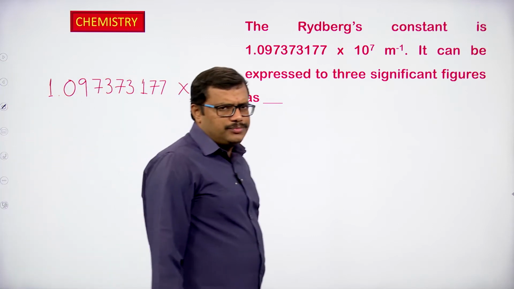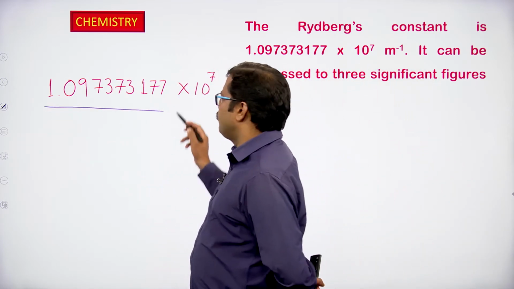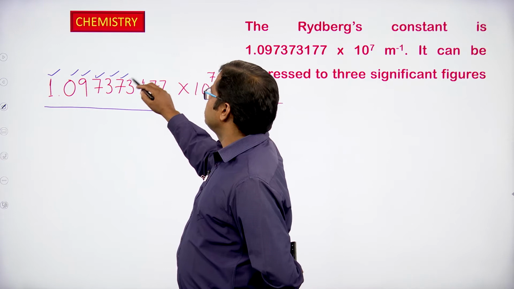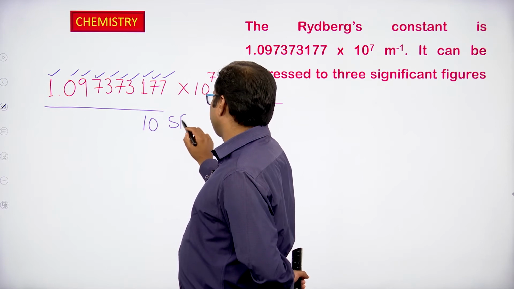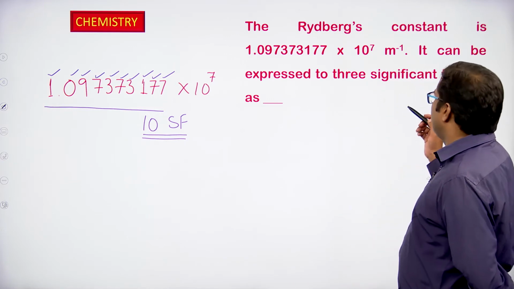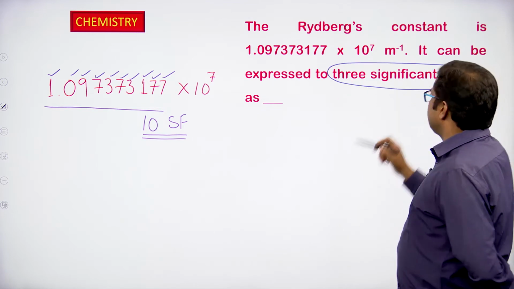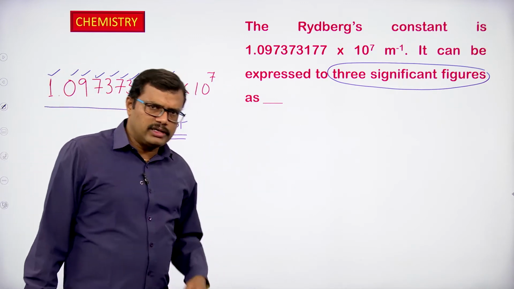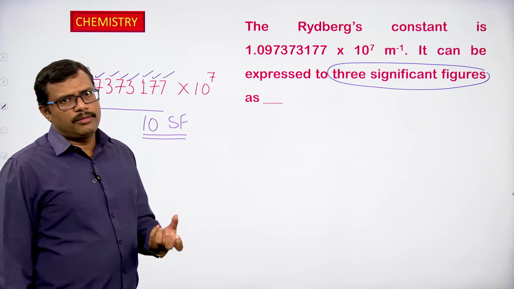In this one, if you observe, how many significant figures are present? In the total number of significant figures available, 1, 2, 3, 4, 5, 6, 7, 8, 9, 10. So, we have 10 significant figures in this particular number. But what they are asking us is to express the same Rydberg constant having only 3 significant figures. Initially we have 10 significant figures in the given number, so what we have to do? We have to round off the numbers.